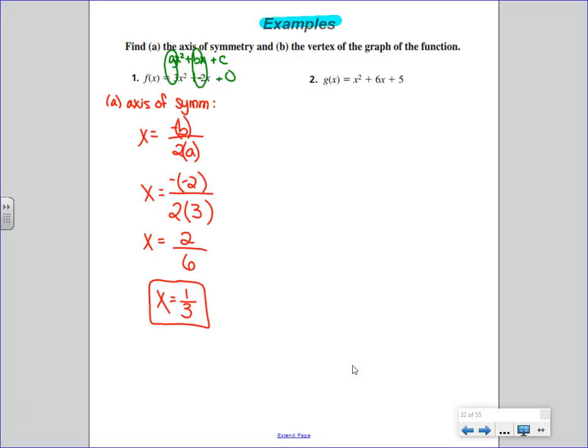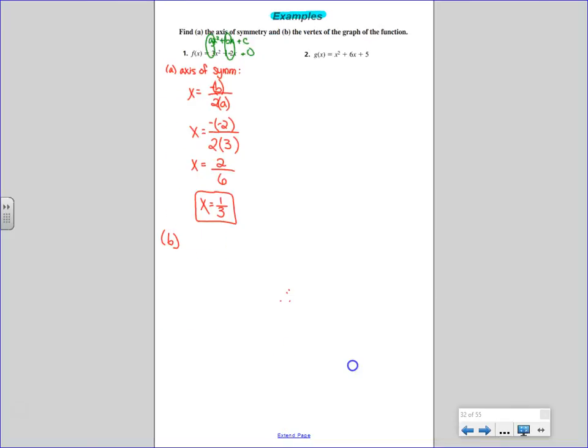Okay, vertex, here we go. Rob, make sure you're focused. Here we go. Letter B. How do we find the vertex, though? What does the vertex answer look like? An x and a y. So our end goal is to have, at the bottom of this, the x being 1/3. But we also need the y. How do we find the y? Plug it in.